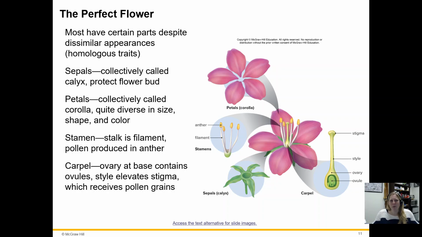Obviously, it's worked very well because we do have these angiosperms literally everywhere in the world, and we have these flowers with their pollinators very closely associated to them.